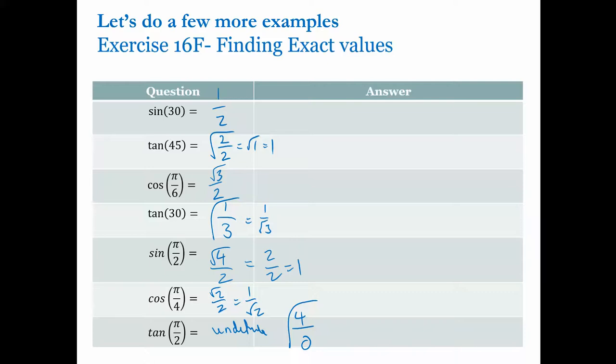Let's go Liffy. What is sine of pi on 4?